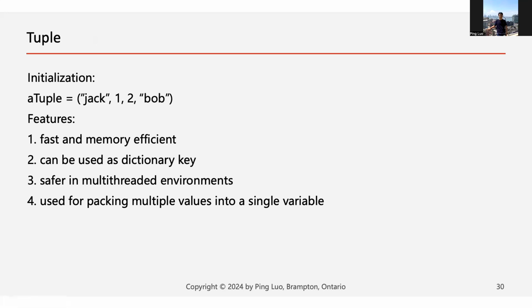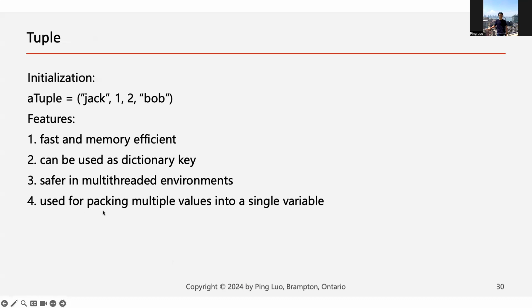As for tuple, you can see it's very similar to the list, except we don't use brackets now. We use parentheses. Once this thing is created, we cannot change it anymore. We can access tuple[0], which will give us Jack, but we cannot change Jack to anything else. It's fast because it's memory efficient, and it can also be used as a key for a dictionary, while a list cannot be used as a dictionary key. It's also safer because we cannot change it, so in a multi-thread environment, it's safer.